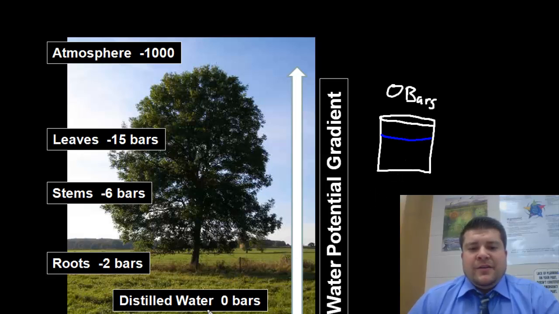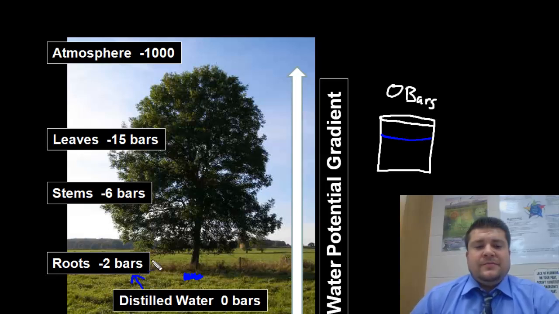And so if 0 bars were actually poured into or near this tree, water would be absorbed into the tree. Now, how does this happen? Well, there are a bunch of salts that are in the roots. And so the roots will actually absorb water because there's going to be more solutes in the root cells, and so water will actually move into the roots to try to balance out the cells.